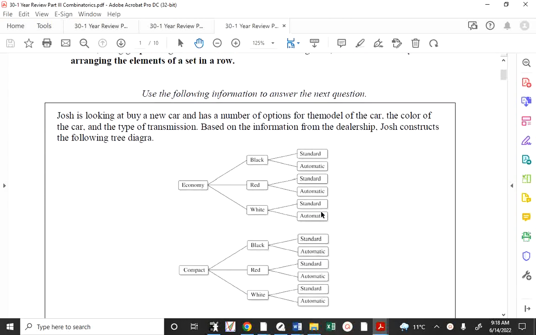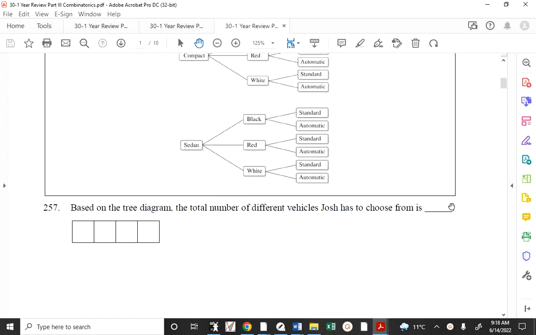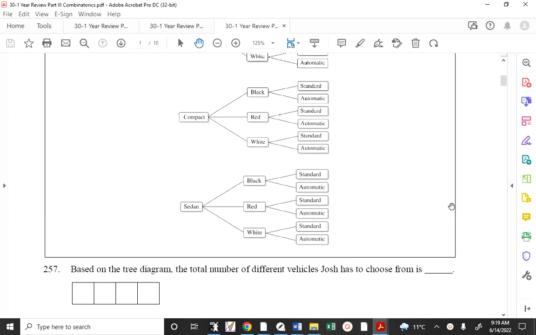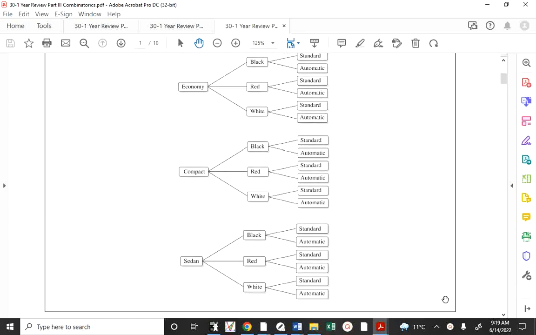Okay. So, total number of different vehicles Josh has to choose from. You don't have to use this tree diagram specifically to answer this question. When you look at the tree diagram, you can see there are three models of vehicles: a sedan, compact car, and economy class vehicle. There are three different colors, red, white, and black. And when you look carefully at the diagram, you can see there's two different types of transmissions.